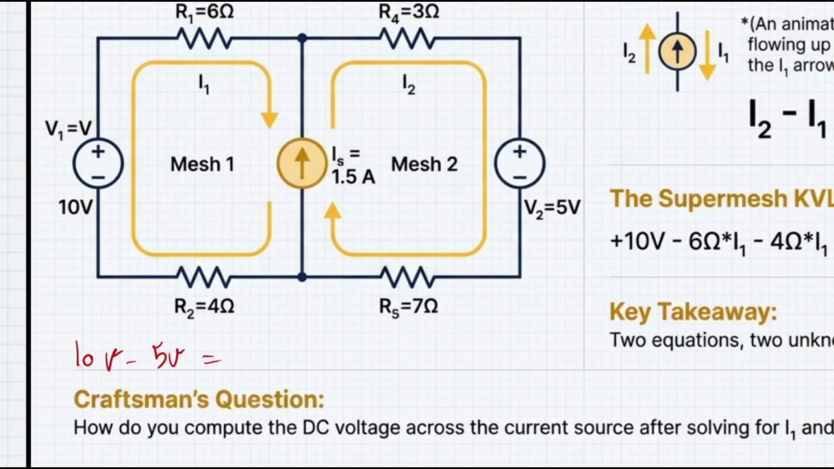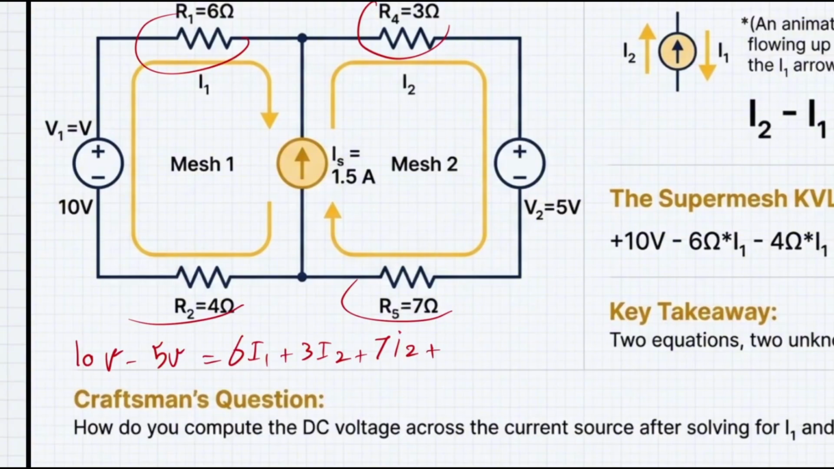The very first voltage drop is happening because of 6I1. Another one happens because of the 3I2. Another one is happening because of 7I2. And another one is happening because of the 4I1.